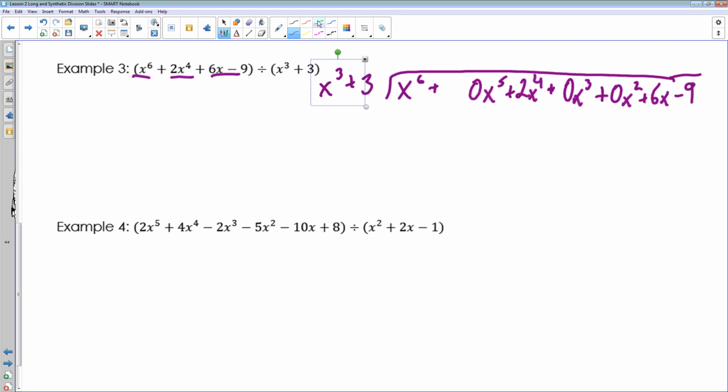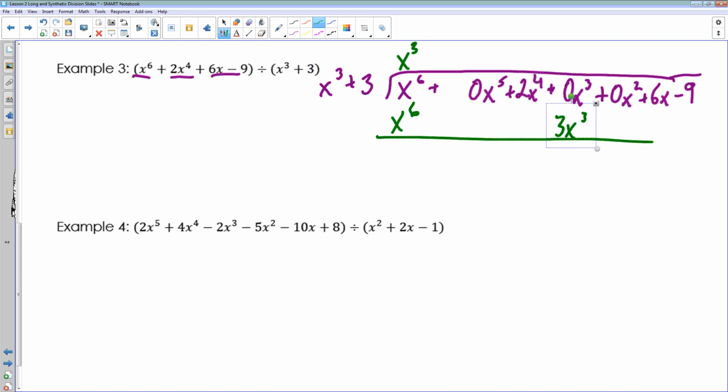Okay, so here we go. So x to the 6th, how many times does x cubed go in? Well, it goes in x cubed times, right? Because x cubed times x cubed, you add those exponents to become x to the 6th. And then 3 times x cubed is 3x cubed.